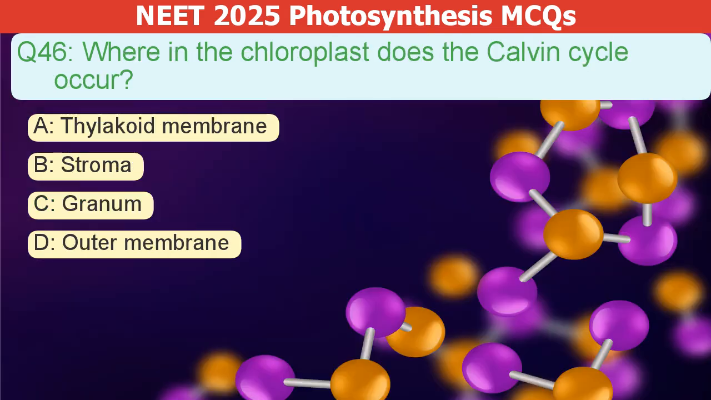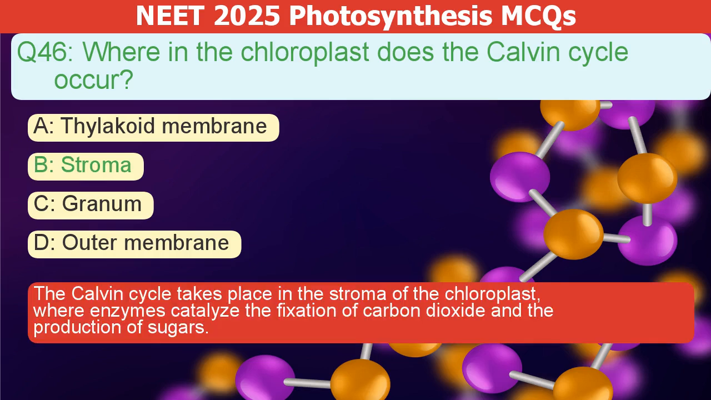Where in the chloroplast does the Calvin cycle occur? A. Thylakoid membrane. B. Stroma. C. Granum. D. Outer membrane. The correct answer is B. The Calvin cycle takes place in the stroma of the chloroplast, where enzymes catalyze the fixation of carbon dioxide and the production of sugars.